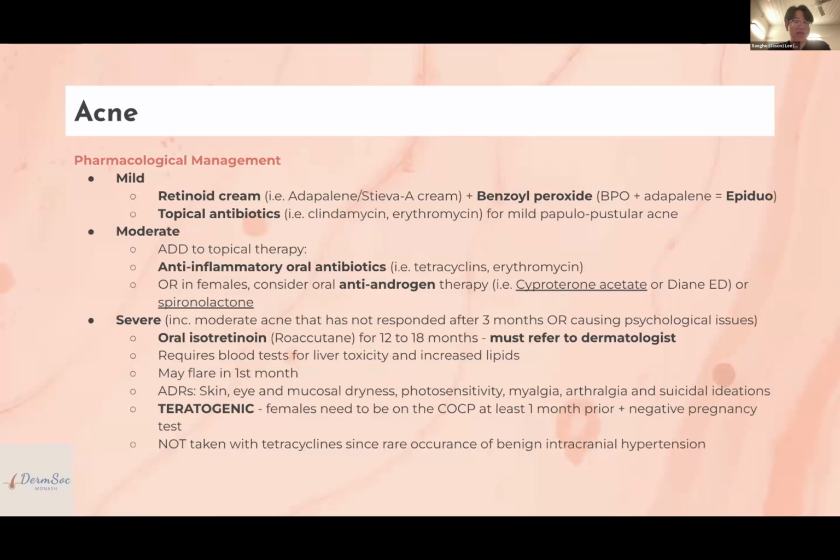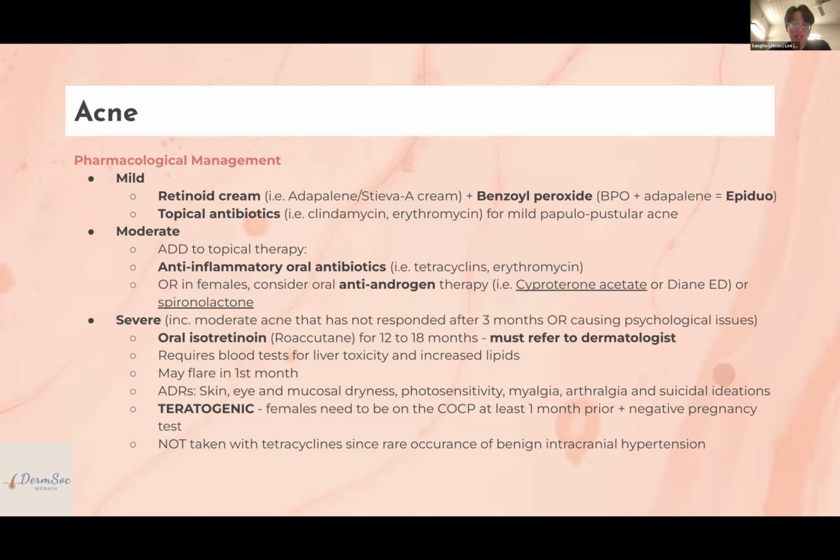And then for the pharmacological management of acne, depending on the severity, again, starting from mild, we can start with topical therapy. So things like retinoid creams to reduce the production of sebum on the skin, and benzoyl peroxide. Combining those two, you'll commonly find this product called Epiduo. For mild papulopustular acne, we can consider adding on topical antibiotics like clindamycin or erythromycin. For moderate acne, on top of the topical therapy, we want to use anti-inflammatory oral antibiotics. So these are your doxycyclines, minocyclines, erythromycin. We don't really use them for their antibiotic properties, but because they have anti-inflammatory properties as well, that's why we use them.